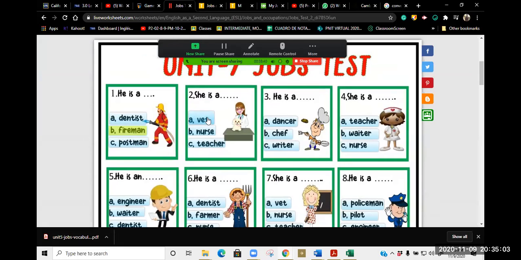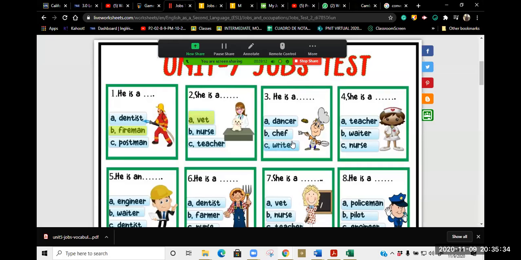Para no decir veterinaria, la voy a escribir aquí, la profesión vet. Es vet. So it is veterinarian, pero se dice vet, it's más fácil. Like refrigerator, fridge. Es más fácil la versión corta, the short version instead of the long version, okay? So veterinarian, vet. Very good. He is a? Chef.